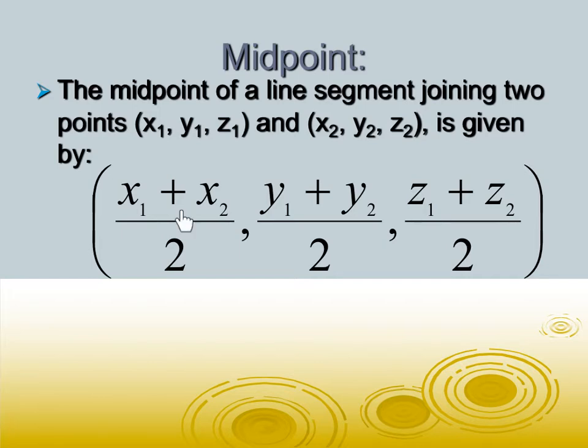Very important to note here, we are adding our quantities together because we are averaging the value or the distance in between the 2 points. And then once you've done this, you've successfully found your midpoint.